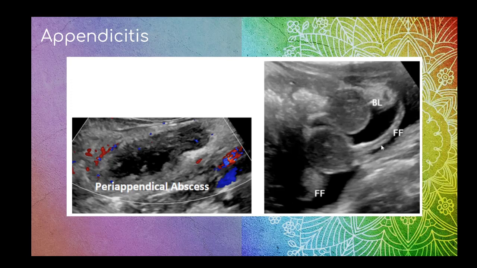We also then will most likely see free fluid. So these are bowel loops right here, and then we have free fluid kind of surrounding it all. So we want to make sure that we look for any fluid in the abdomen as well.